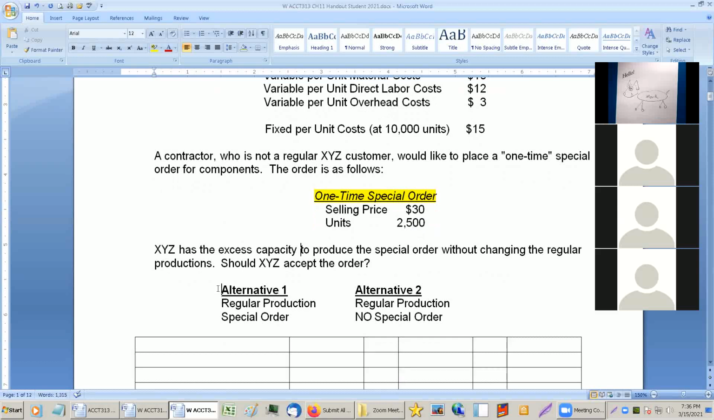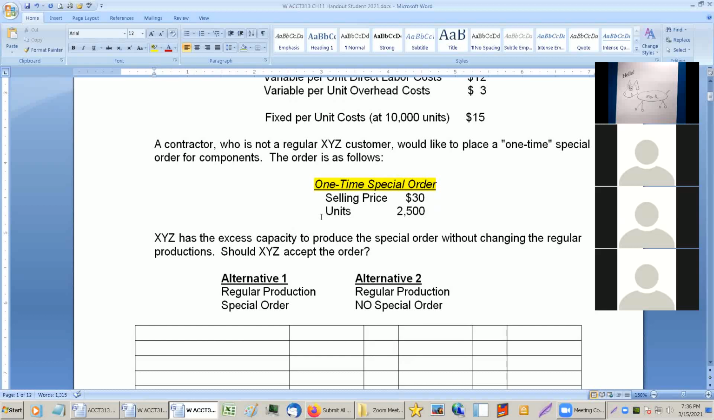So looking at our alternatives, what is not relevant? Or maybe a better question is, what is relevant to our decision? I'll give you a choice. Regular production or special order? Think about the Happy Meal. The special order, right? Yep, only the special order is relevant.